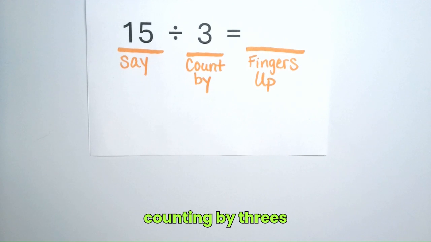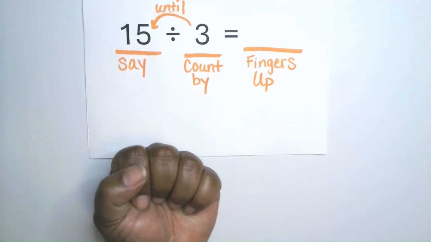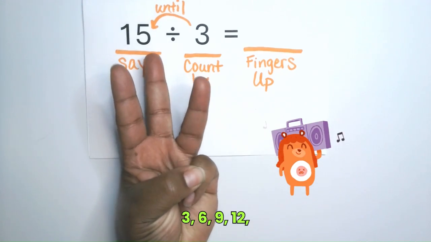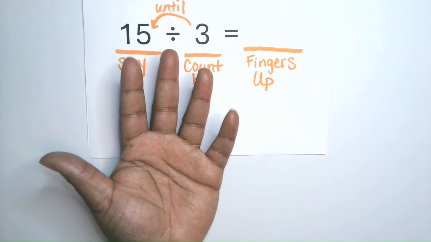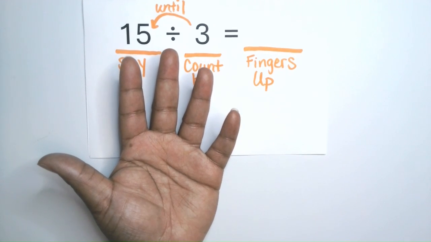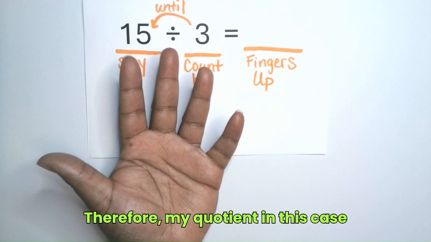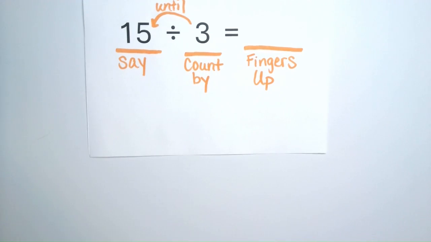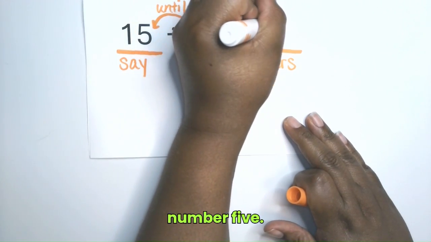Counting by 3s until I say 15. For this, we will need our 3 song. Three, 6, 9, 12, 15. How many fingers do I have up when I count by 3s and stop when I say 15? You said 5, you're correct. Therefore, my quotient in this case is represented by the number 5.